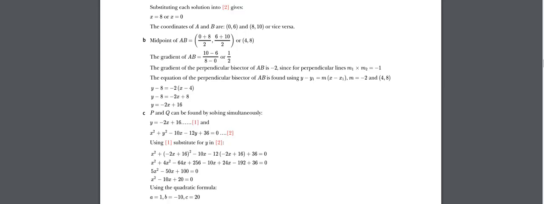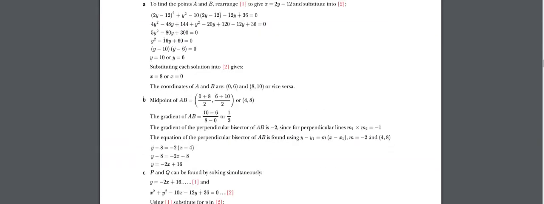Question C says we should find the coordinates of P and Q that lie on the circle. So from the equation we have, y is equal to -2x plus 16. This is the perpendicular line. And we are told that the perpendicular line also lies on the same circle. So for us to get the points P and Q, we repeat the procedure we did in A for the new straight line graph and the circle.